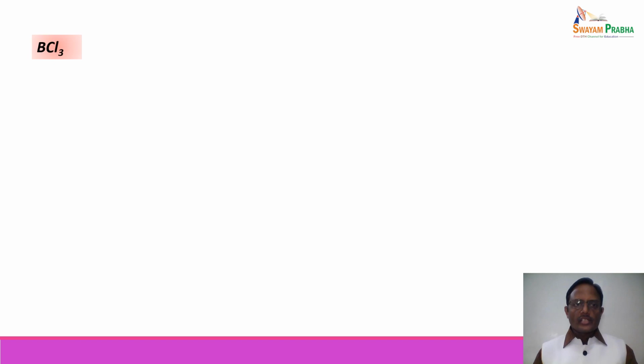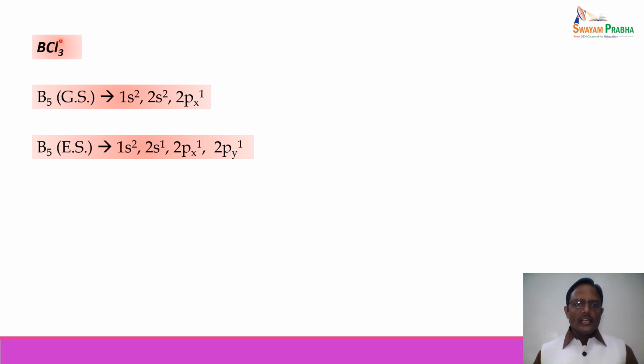Now let us consider an example of sp2 type of hybridization. The best example in inorganic compounds is BCl3. The central atom is boron with electronic configuration in the ground state as 1s2, 2s2, 2px1. Since this has only one unpaired electron, it has to undergo excitation to show the desired tricovalency or trivalency. So there will be excitation of an electron from 2s to the next available higher energy orbital, which is 2py.